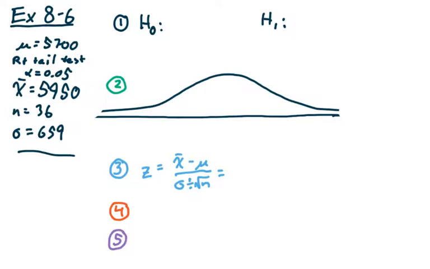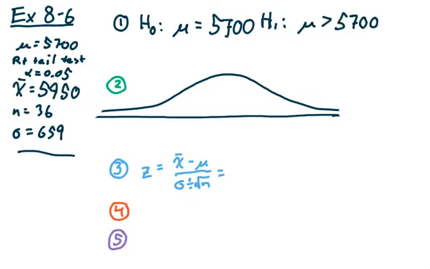Now the first step is to write down the hypotheses. So H subscript 0 is mu equals 5,700. So remember, H subscript 0 is always a statement of equality.